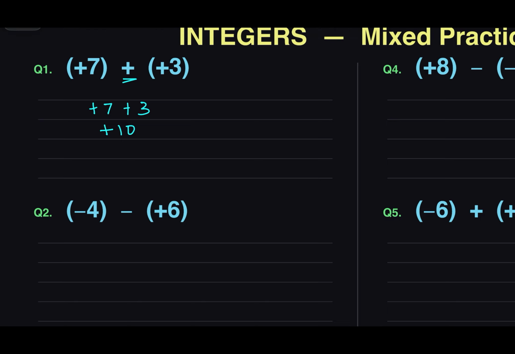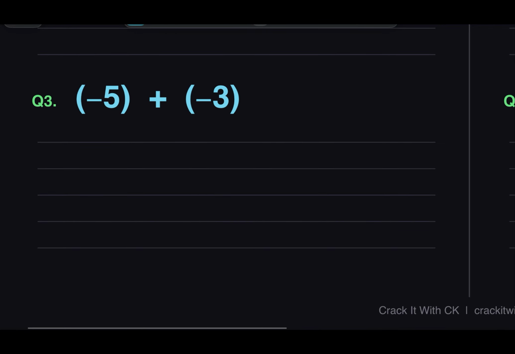So what do we do here? Keep, change, change. Keep it as it is, minus 4. Change, change means negative becomes positive, plus 6 becomes minus 6. Now this is negative 4 and negative 6, which is negative 10. Question number 3. Is there a need to change anything over here? No, it is addition. So straight away minus 5 minus 3, we will add and write the minus sign.